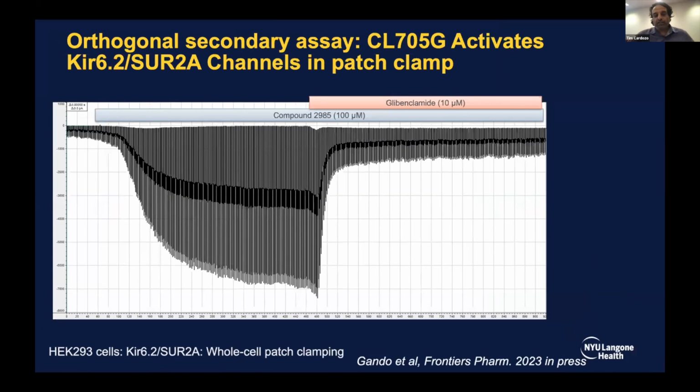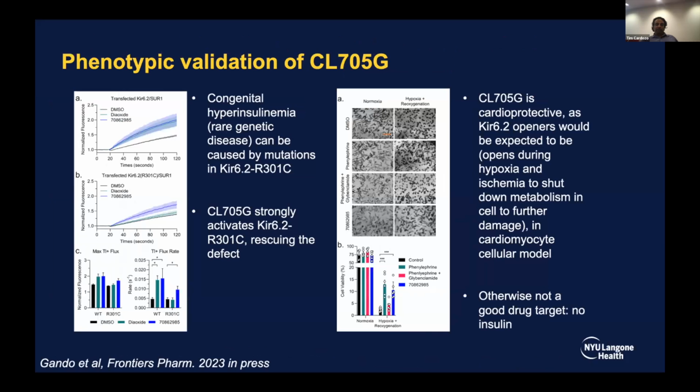So then another principle is that in the primary screening assay, if you have an active compound, you want to test it in an orthogonal secondary assay. So here we did cellular patch clamp to measure the currents. Glibenclamide is a blocker of the channel, and what we see is that when we infuse the compound, the channel opens, and the channel opening is blocked by glibenclamide. So it's verified by an independent orthogonal assay.